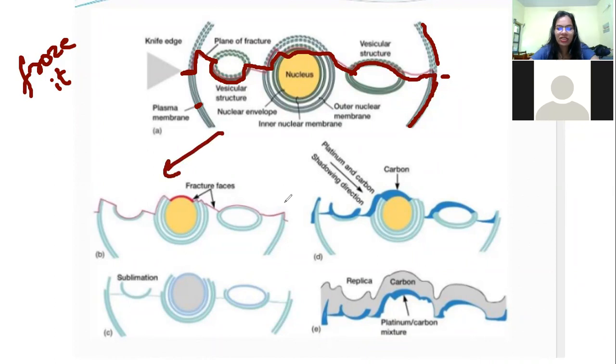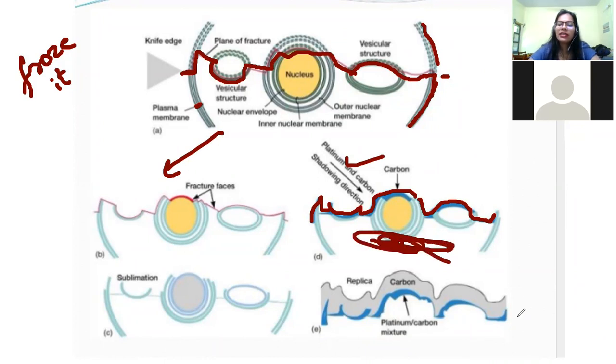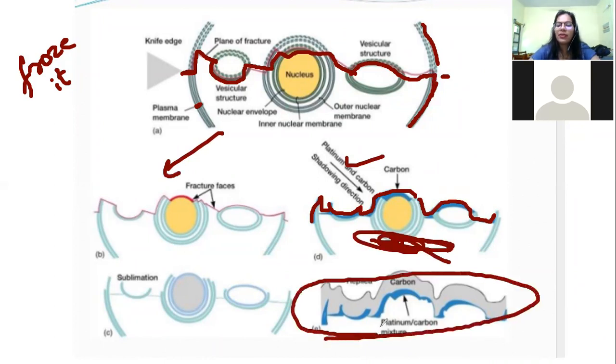So you get these fractured faces. Now you're going to do the coating with platinum and carbon. Wherever there are exposed areas, they get coated with carbon and platinum. Now sublimation means you're removing all the organic structure. Now you take this coat, called a replica, to your electron microscope, and then you study. Okay. So is it clear? Clear to all how the freeze fracture technique works?